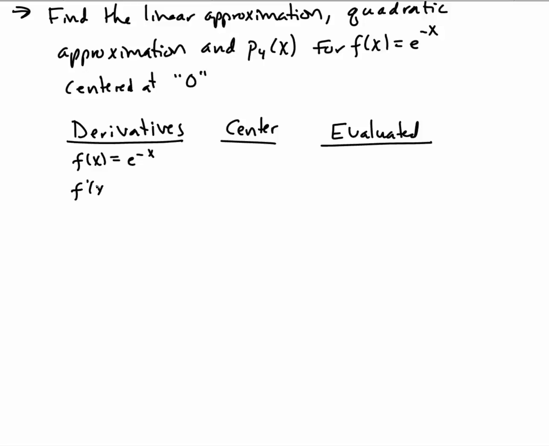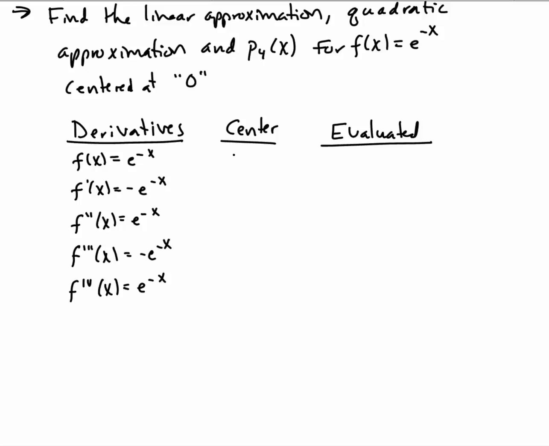F prime of x equals negative e to the negative x. The second derivative of x is equal to e to the negative x. Third derivative is negative e to the negative x. And then the fourth derivative, and sometimes you use the Roman numerals when you get past the 3, so f iv of x equals e to the negative x. Now this derivative is pretty straightforward to take, but if you had a product rule, quotient rule, chain rule, you'd need to be able to show your work on those.